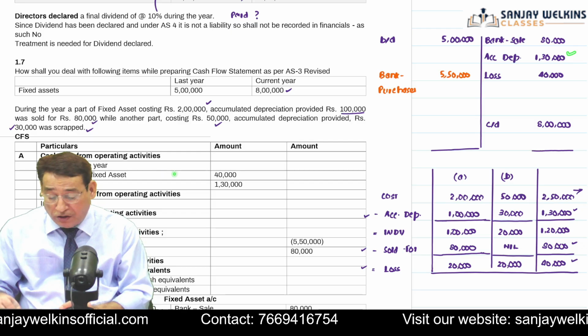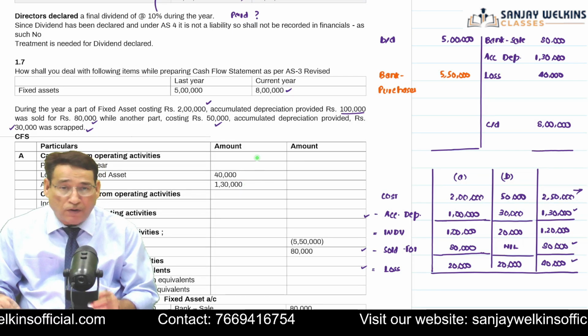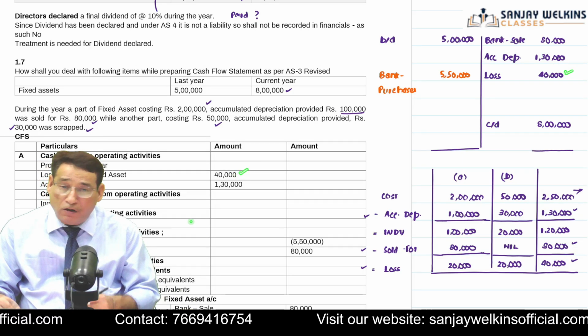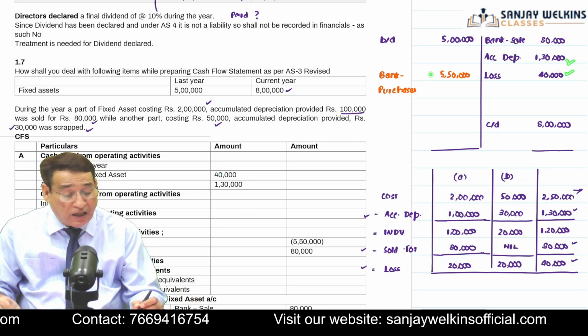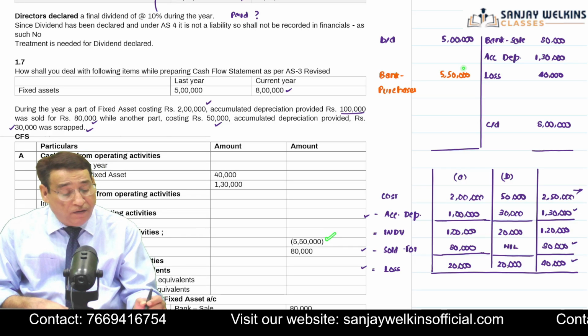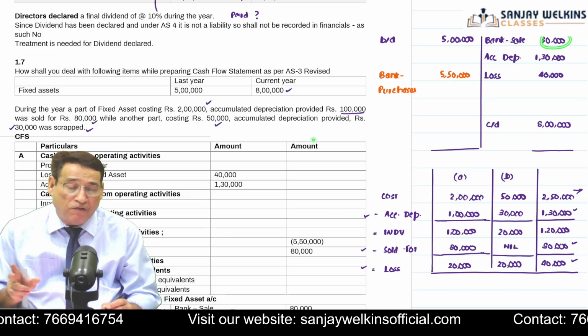Accumulated depreciation will be added to the cash generated from operating activity. Loss will also be added over here. Loss on sale of fixed asset will also be added to the cash generated from operating activity. And this 5,50,000, that is purchase and sale, will be written under investing activity.